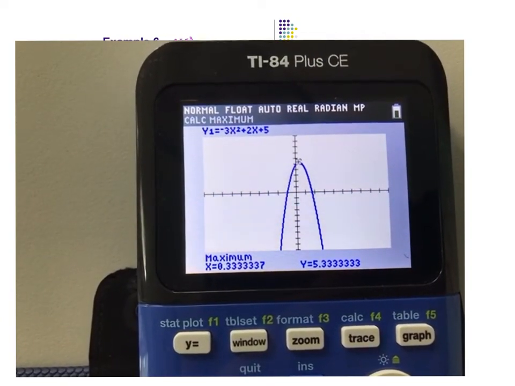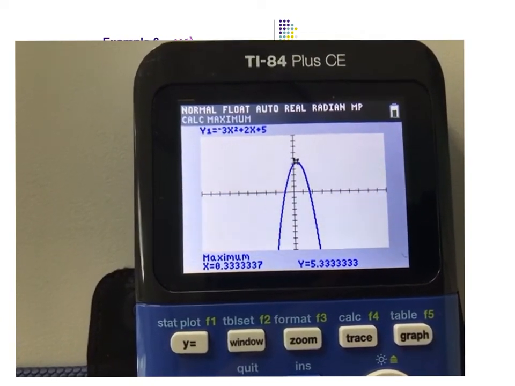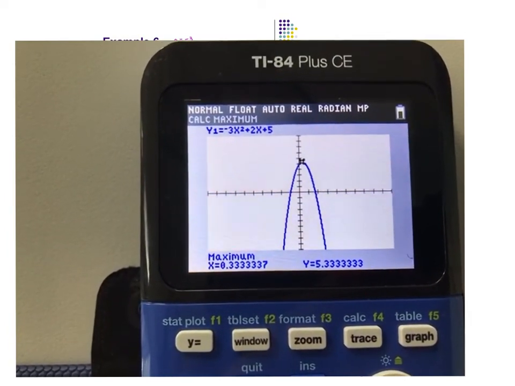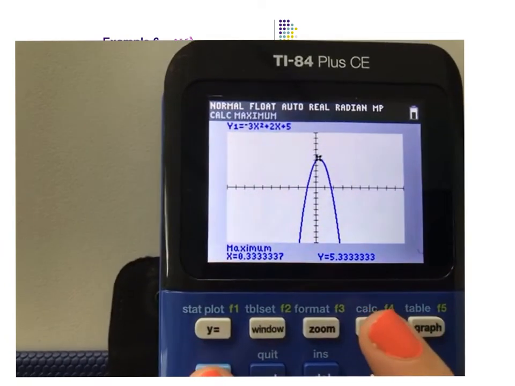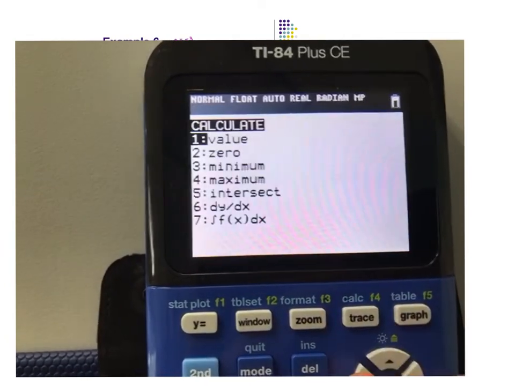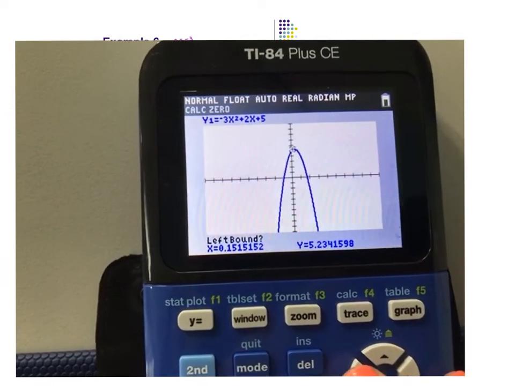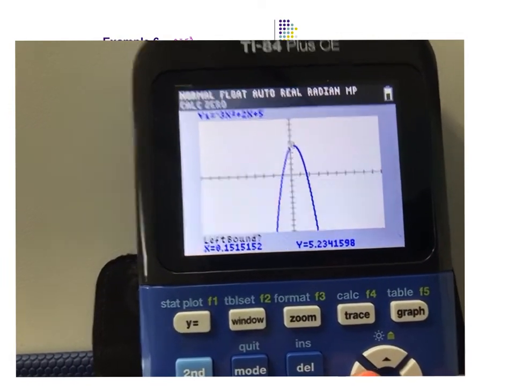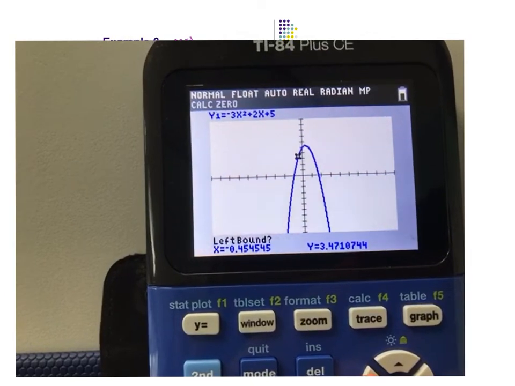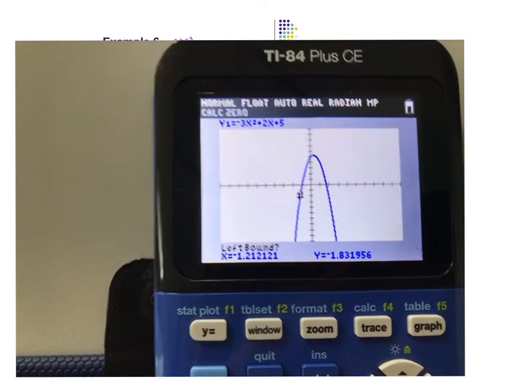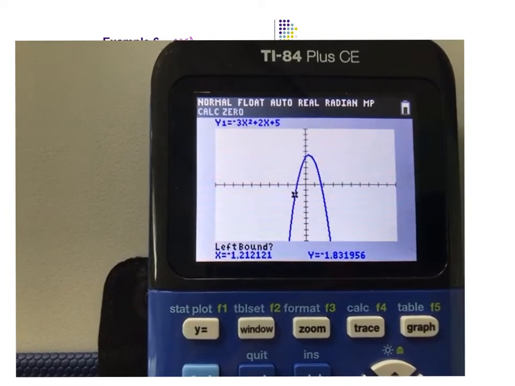With me so far? We did the max. So 16 over 3 is the same thing as 5.3. You just got to convert that. Then I want to do my zeros. Second, trace, zeros. Those are going to be your x-intercepts. I did the max, yep, to get that vertex. So if it's downward, it's the max. If it's upward, it's going to be the min. So now I want my zeros. I'm going to go left of my first zero.